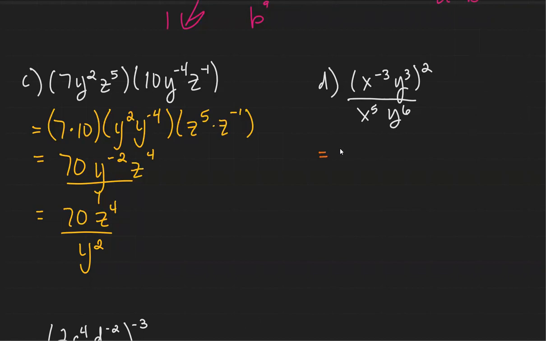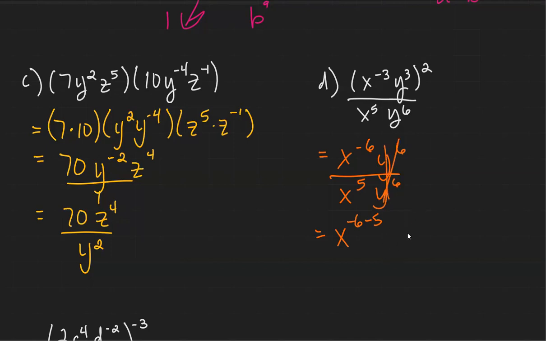What's it going to give us? X to the negative 6, y to the positive 6, over x to the 5th, y to the 6. Okay, now we're in business. Now we can go ahead and apply our division properties. Okay, so x to the negative 6 minus 5. Now for the y's, let's work smartly here. Y to the 6 divided by y to the 6. Well, that just simplifies out, right? That just goes to 1.